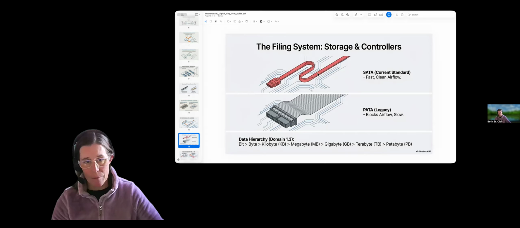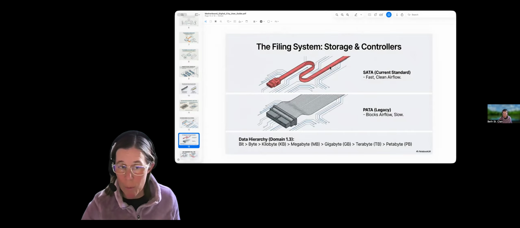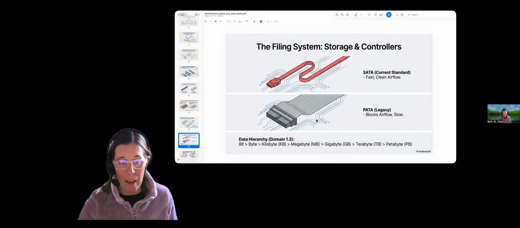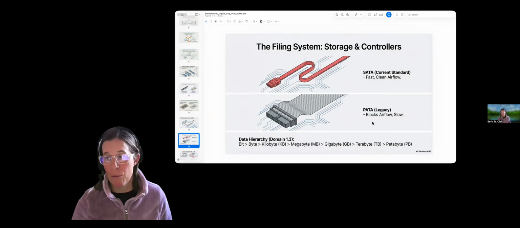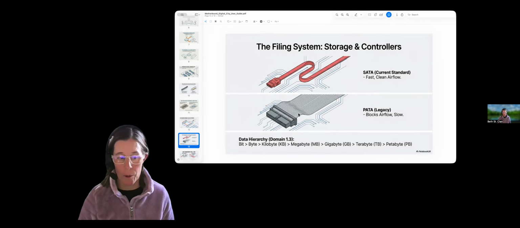We've got SATA, and that is more current, more standard. And then we've got PATA, and that is a legacy. SATA is faster, it has better airflow, because look, this is a really thin cable versus this big fat cable. That blocks the airflow, and also that storage controller or connector is a lot slower.